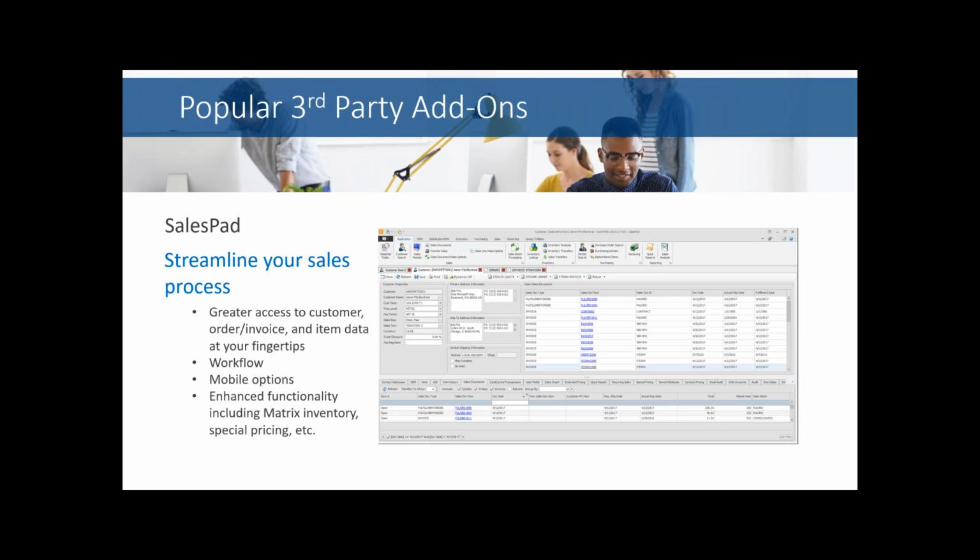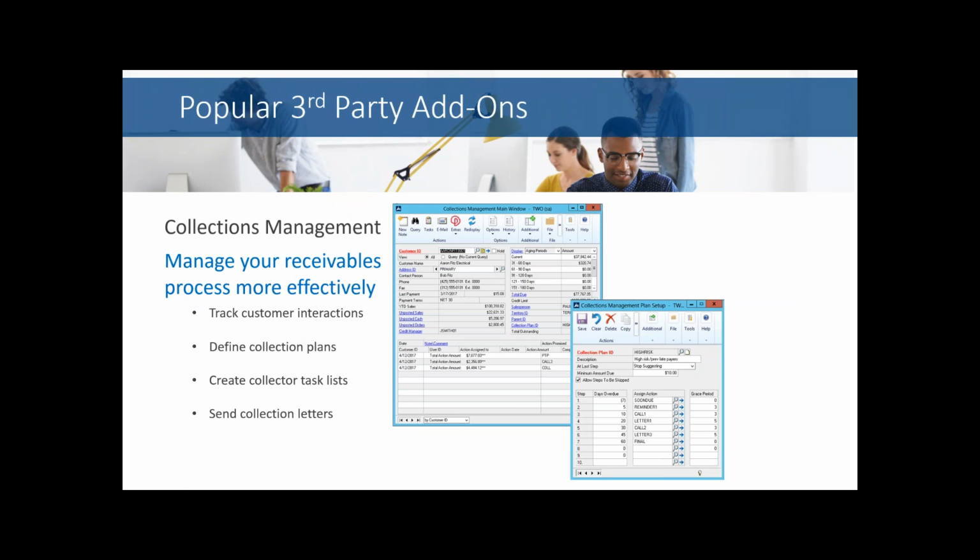The other thing that's nice is there are mobile options for this as well, so you can enter sales orders via an iPad or an Android device, and it will automatically sync back to Dynamics GP in SalesPad at the office. If you don't have a connection, there is a disconnected mode. Also, it has things like matrix inventory, so if you sell items that are small, medium, large, red, green, blue, etc., it can do that. Plus, there are really nice promotional and specialty pricing features.